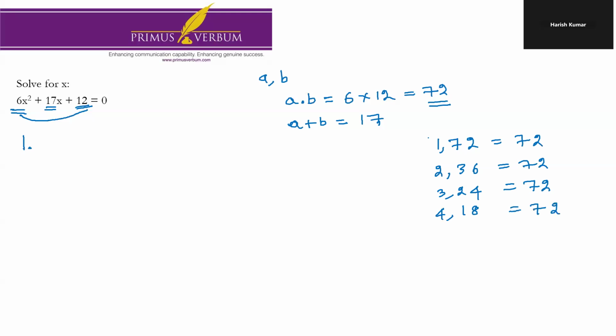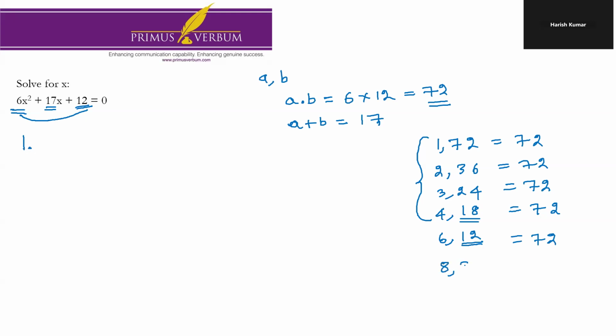Right off the bat, we see that none of these will add up to 17, because even one of the factors is greater than 17. Here, 18, the last one, is greater than 17. So let's go to the next one, 6 and 12. Now 12 is less than 17, but 12 plus 6 is 18, which is greater than 17. So it's not this.